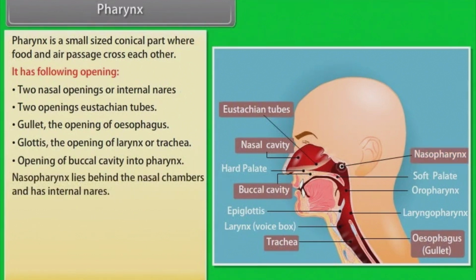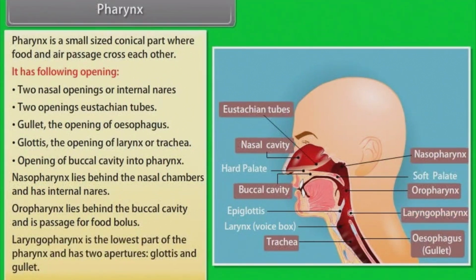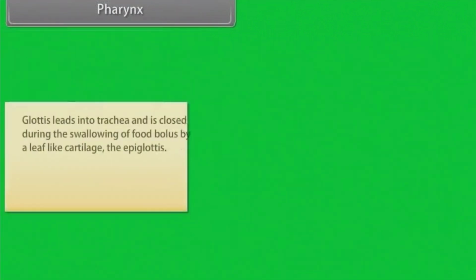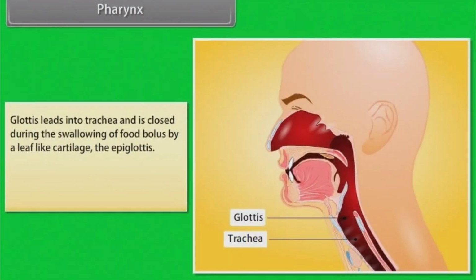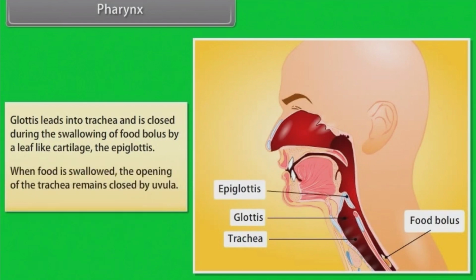Nasopharynx lies between the nasal chambers and has internal nares. Oropharynx lies behind the buccal cavity and is the passage for food bolus. Laryngopharynx is the lowest part of the pharynx and has two apertures, glottis and gullet. Glottis leads into the trachea and is closed during the swallowing of food bolus by a leaf-like cartilage, the epiglottis. When food is swallowed, the opening of the trachea remains closed by the uvula.